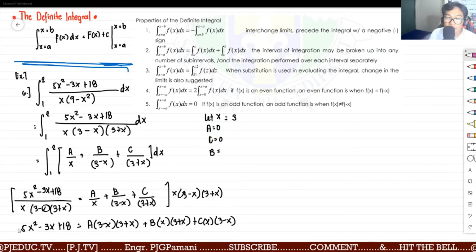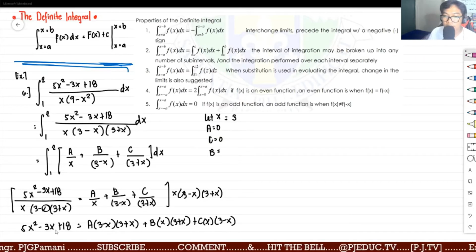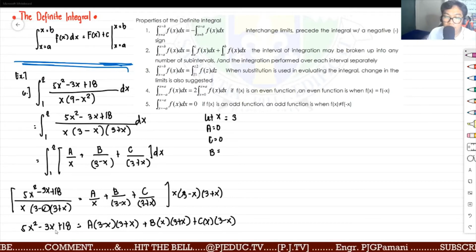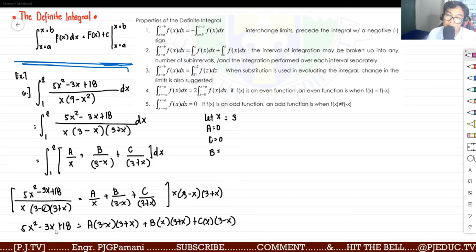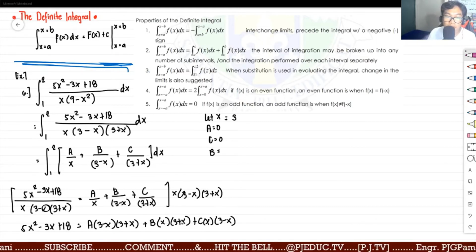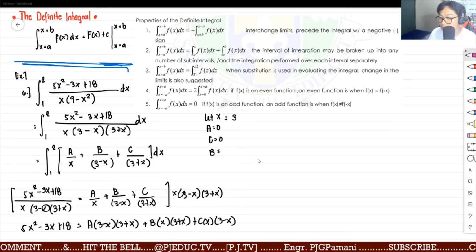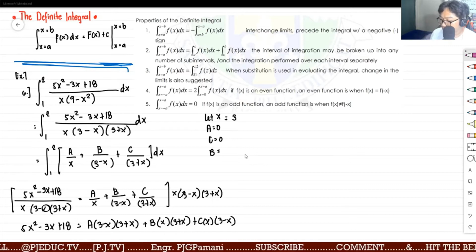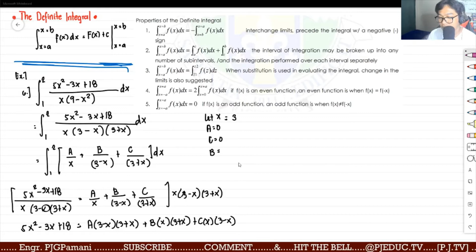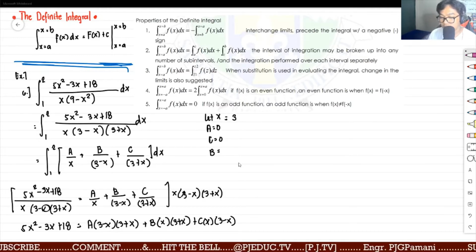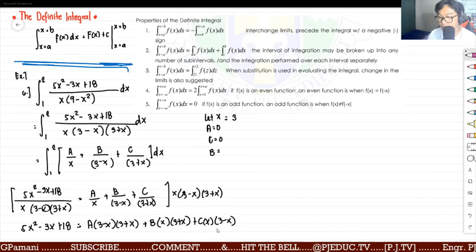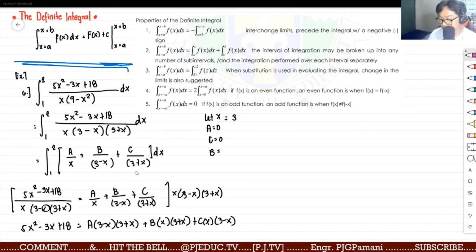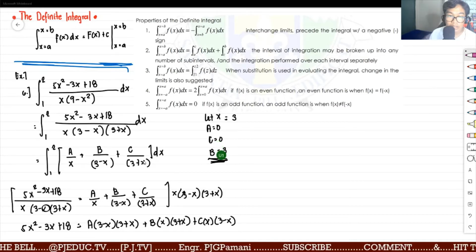Substitute 3 to the variable x. 5 times 9, 45 minus 9 plus 18. 45 minus 9 is 36 plus 18, 54. 54 divided by, tama ba? 3 times 6 pala yun, 18. 54 divided by 18 is 3. So, meron na tayong B.